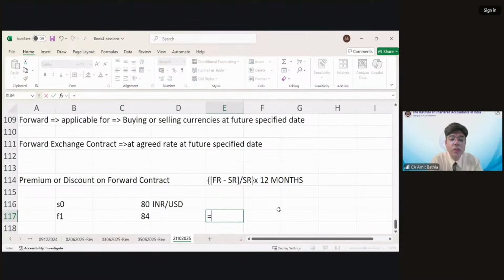It is 84, which is the forward rate, minus the spot rate, which is 80, divided by the spot rate, which is 80. Since this is already for 1 year, I don't need to multiply it by 12 months. Had it been, for example, 3 months or 4 months, we would have annualized it. So I get 0.05, or in other words, 5%. This 5% is the premium or discount on the forward contract.